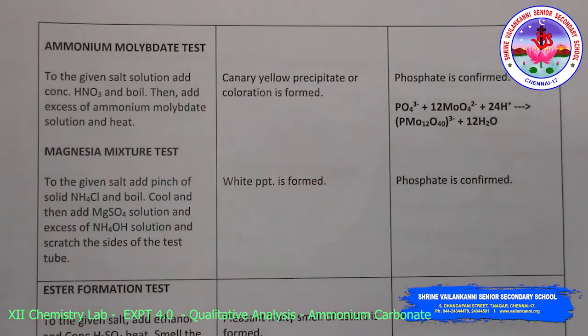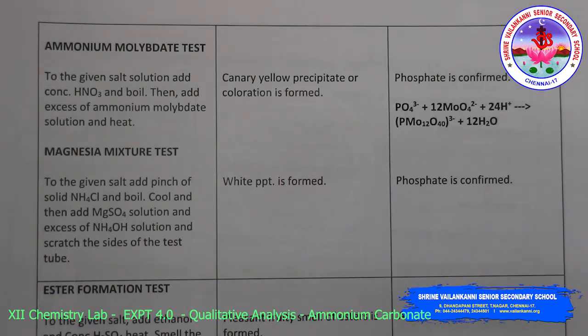Ammonium molybdate test. To the given salt solution, add concentrated nitric acid and boil. Then add excess of ammonium molybdate solution and heat. The canary yellow precipitate or color appears, which means phosphate is confirmed.